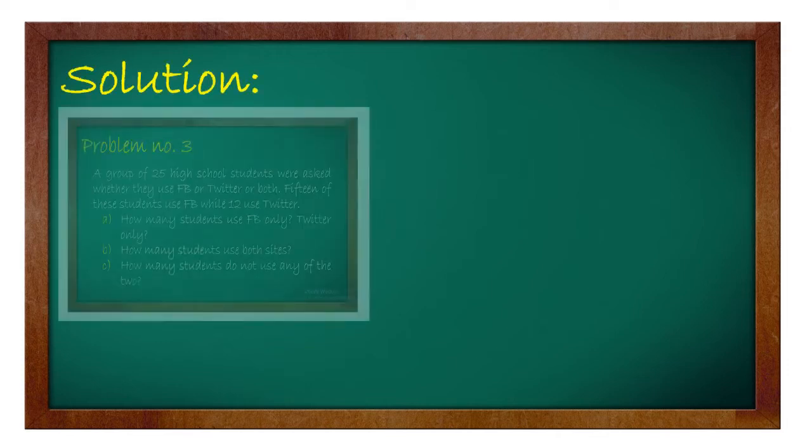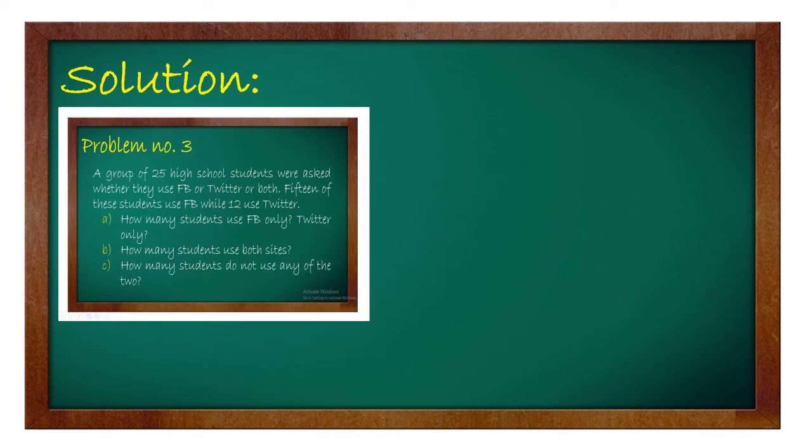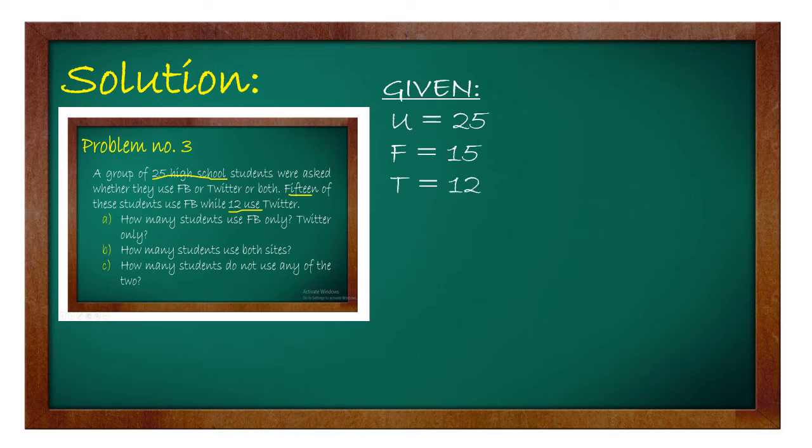So, para masagutan natin yung ating problem number 3, sabi natin, ang unang gagawin natin ay isusulat natin yung mga sets based on the given problem. Sabi dito sa problem natin that there were 25 high school students were asked whether they used Facebook, Twitter, or both sides. So, yung 25 na yon, that stands for universal set. And then, sabi niya, 15 naman daw ang gumagamit ng Facebook. So, we have the set F which is equal to 15. At meron tayong Twitter na 12. So, set T is equal to 12.